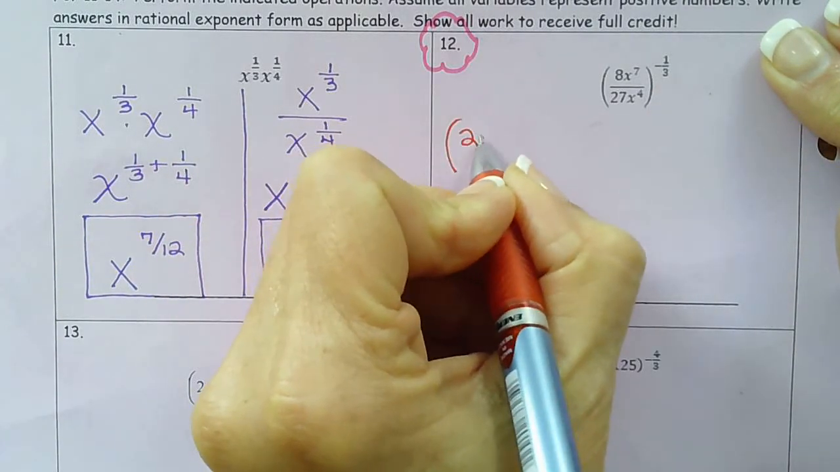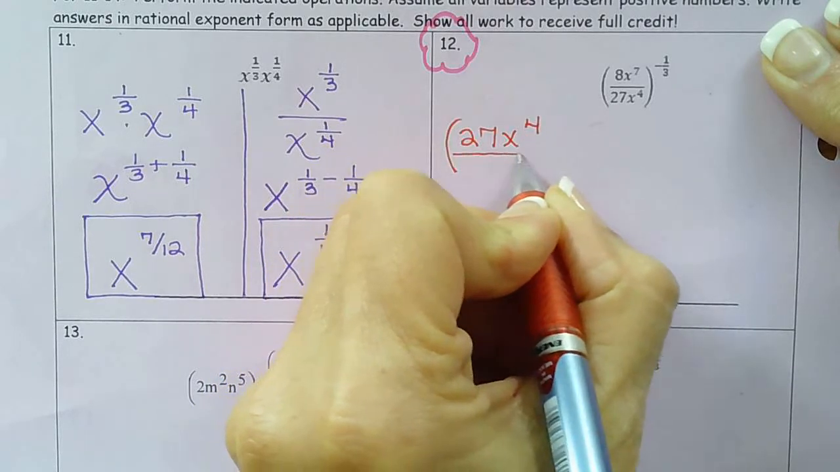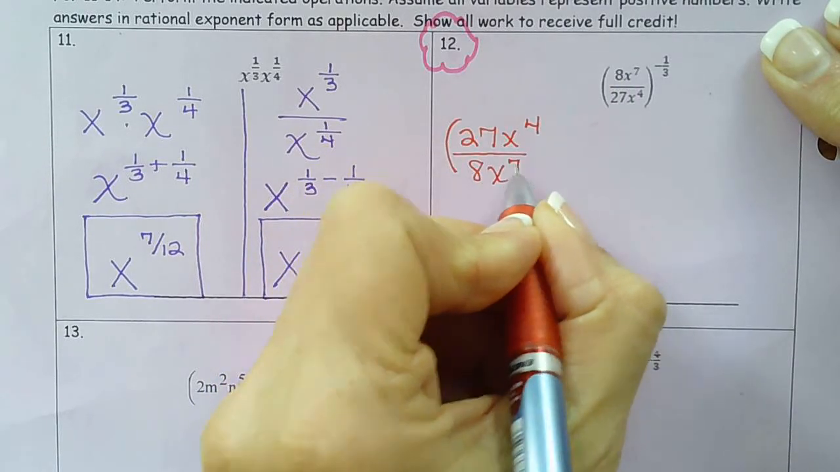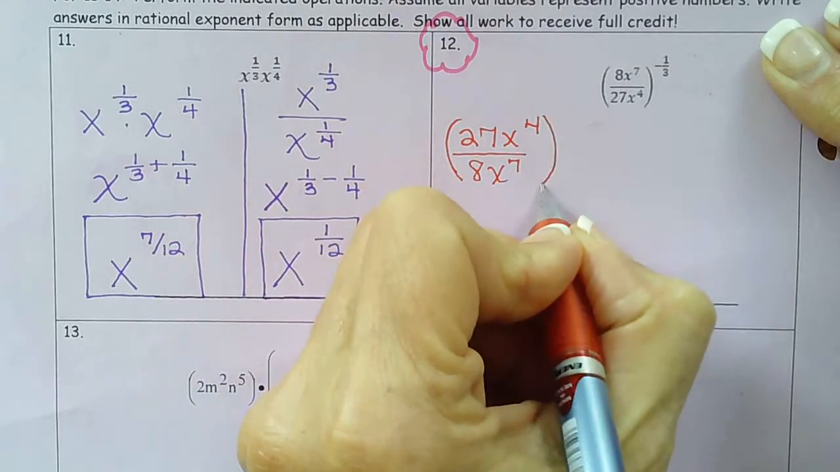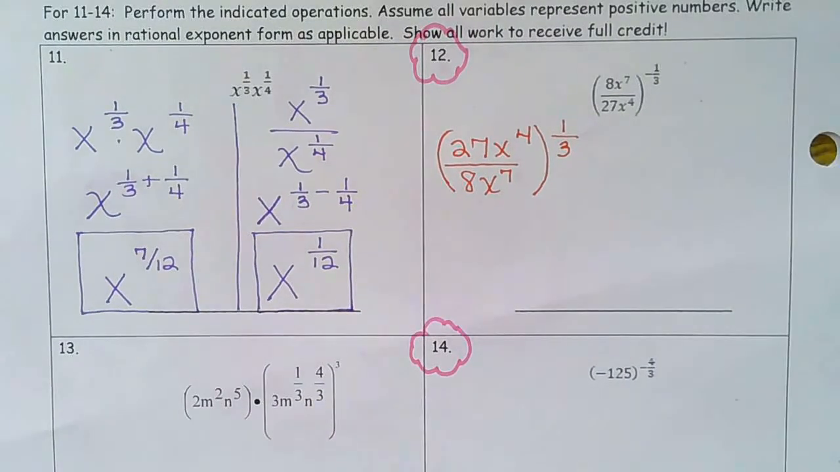So the 27x to the 4th goes to the numerator. The 8x to the 7th goes to the denominator. And that makes our exponent become positive 1/3.